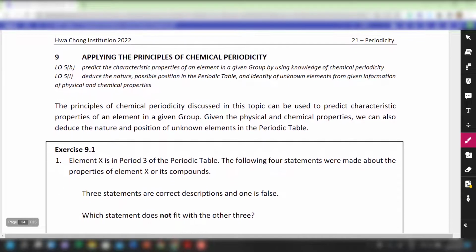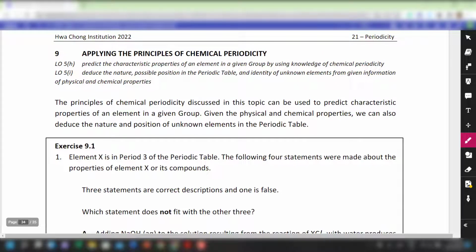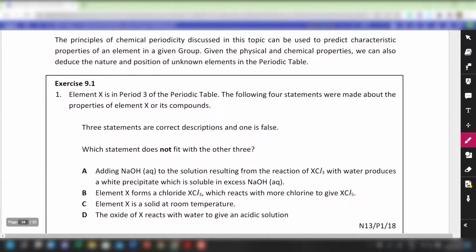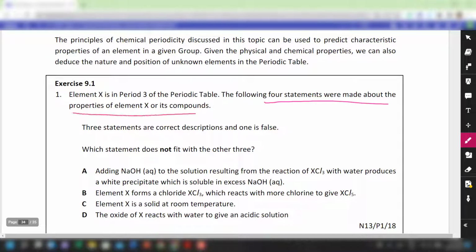Then finally, section 9, applying the principle of chemical periodicity. So we have these two LOs, so let us try to see how we can use them to solve problems. Let us take a look at exercise 9.1. We have element X in period 3 of the periodic table. The following 4 statements were made about the properties of element X or its compounds. 3 statements are correct descriptions and 1 is false. Which statement does not fit with the other 3?